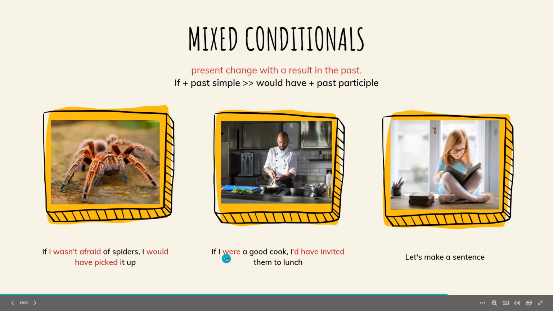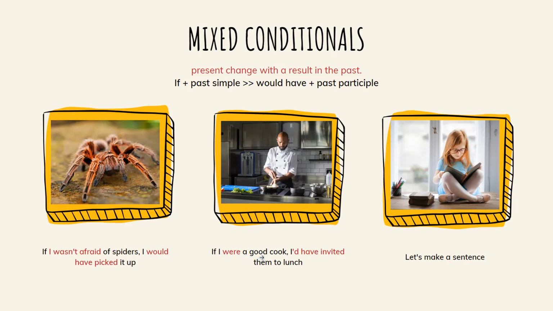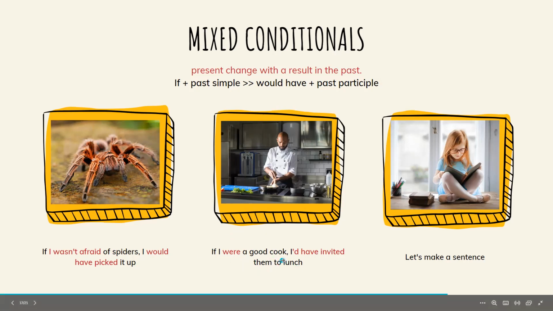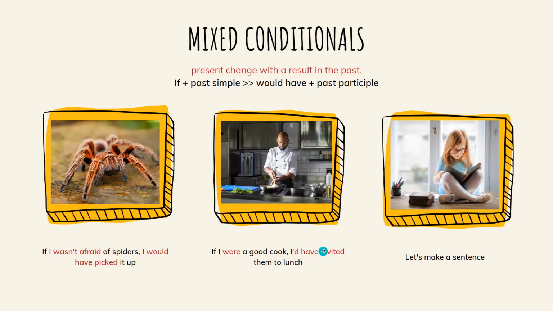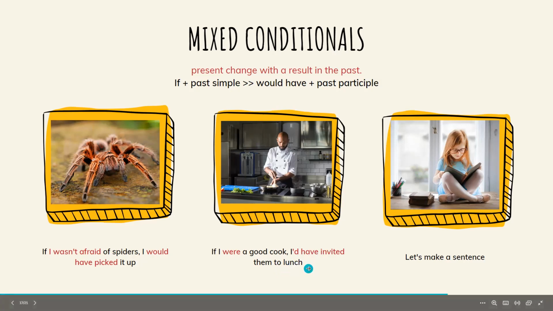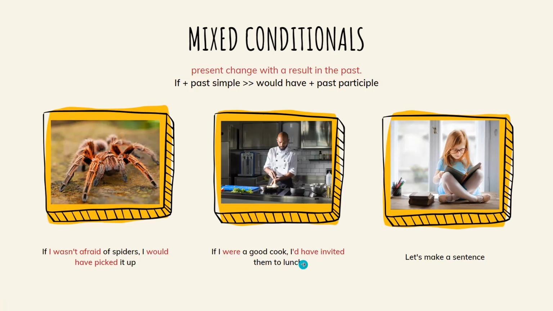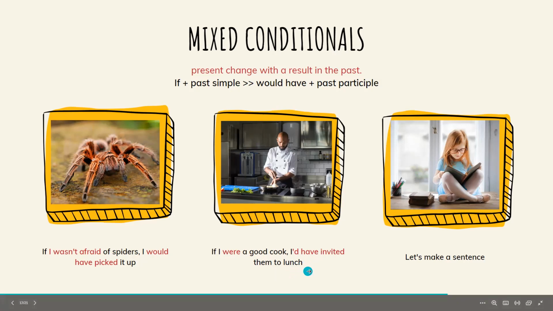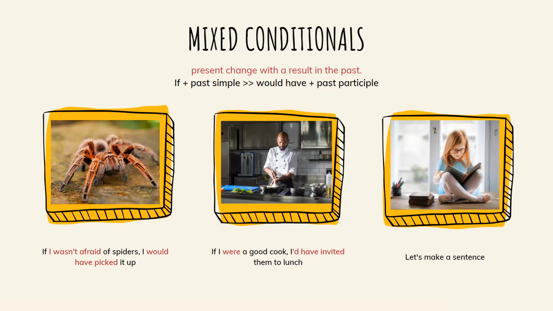So the next one: if I were a good cook, meaning I'm not a good cook. If I were, I'm talking about the present, right? I'm changing the situation in the present. Instead of I would have, we can say I'd have invited them to lunch. If I were a good cook, I'd have invited them to lunch. It means I didn't invite them to lunch because I'm not a good cook. But if I were a good cook, I'd have invited them to lunch.